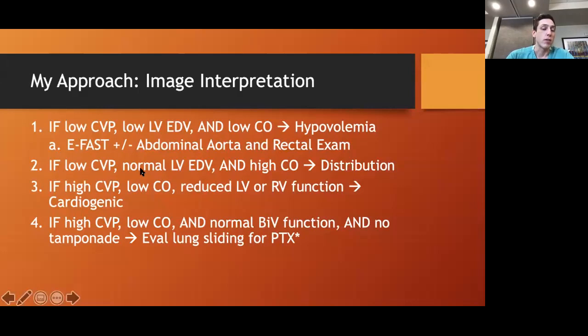If the CVP is low and they have a normal left ventricular end diastolic volume with a high cardiac output, that is consistent with a distributive shock case. If they have a high CVP but a low cardiac output and either reduced LV or RV function, that would be more consistent with LV or RV failure and cardiogenic shock. And if the CVP is high and they have a low cardiac output but normal biventricular function and no evidence of tamponade, then I would go to evaluate for lung sliding, as that patient may have a tension pneumothorax.